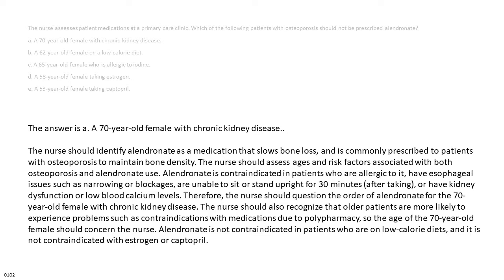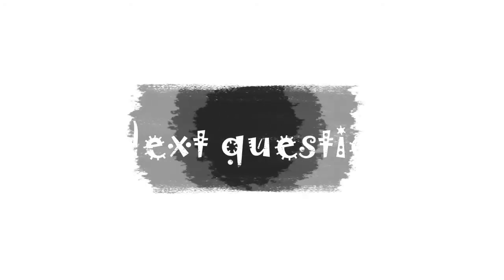Therefore, the nurse should question the order of alendronate for the 70-year-old female with chronic kidney disease. The nurse should also recognize that older patients are more likely to experience problems such as contraindications with medications due to polypharmacy, so the age of the 70-year-old female should concern the nurse. Alendronate is not contraindicated in patients who are on low-calorie diets, and it is not contraindicated with estrogen or captopril.